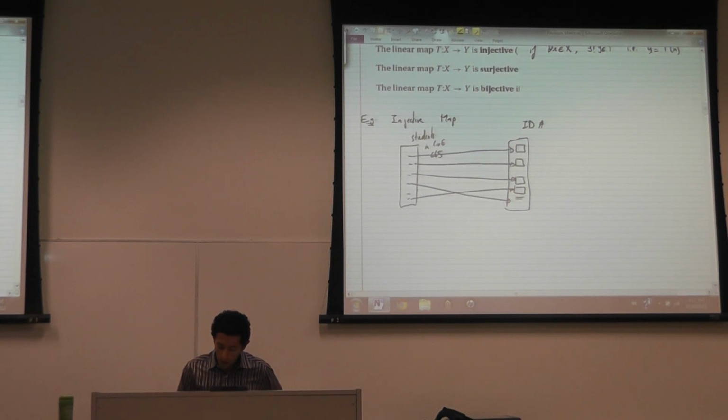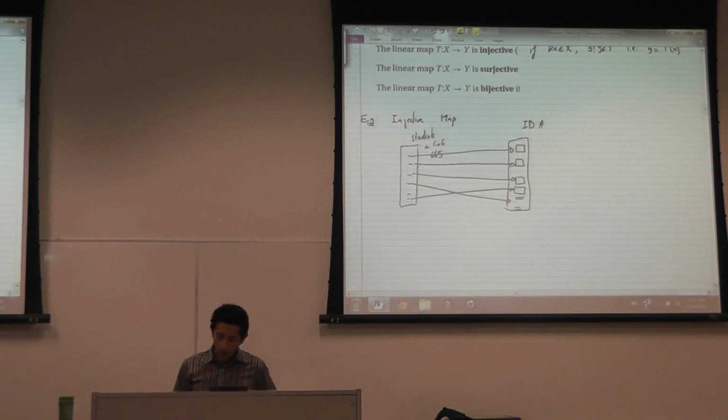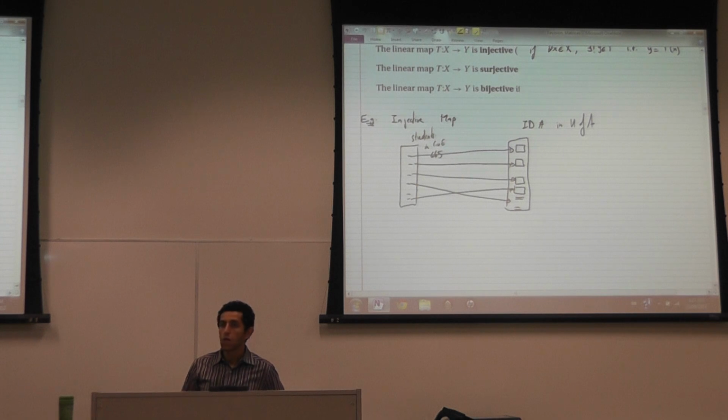Now this map is not invertible. Why is it not invertible? Because when I look at the ID numbers in U of A and I try to come back, I might not find a student in 665 that corresponds to that ID number. So this map is injective, but it's not invertible. So invertibility and injectivity are two different things. Injectivity means for every x, there's a unique y.